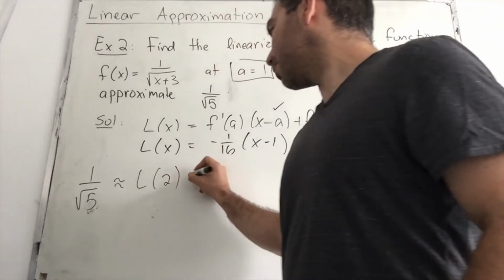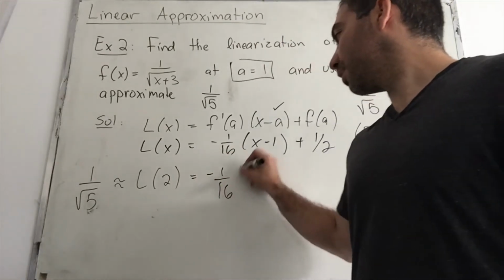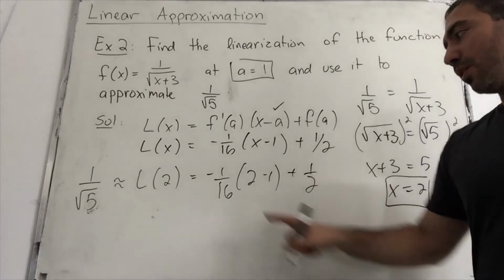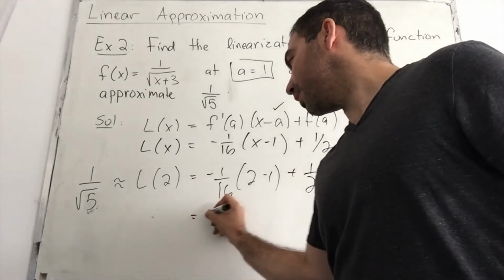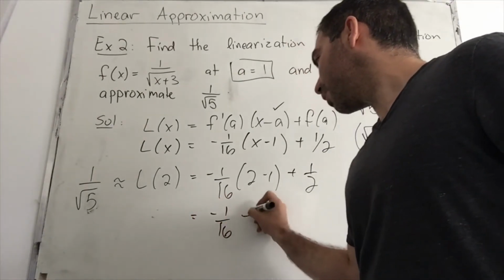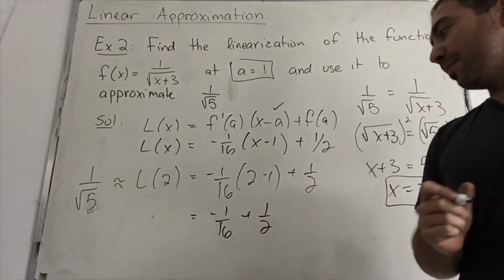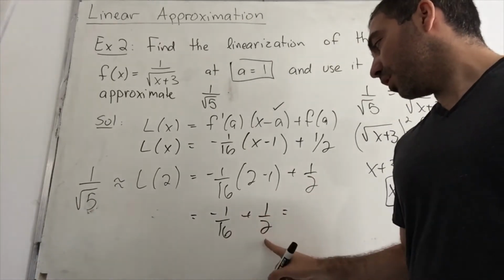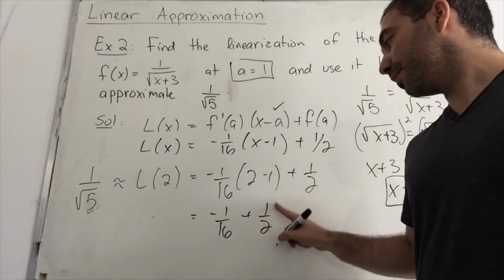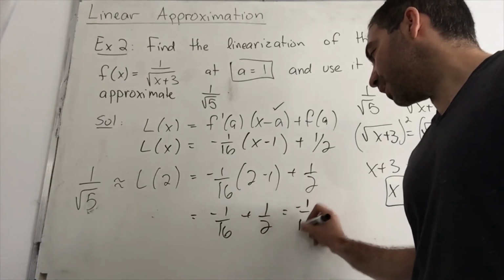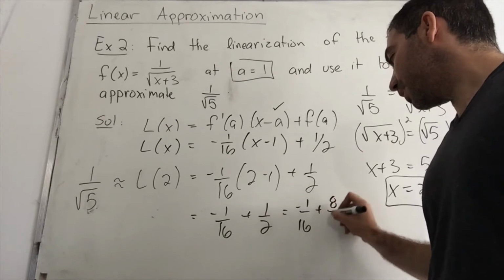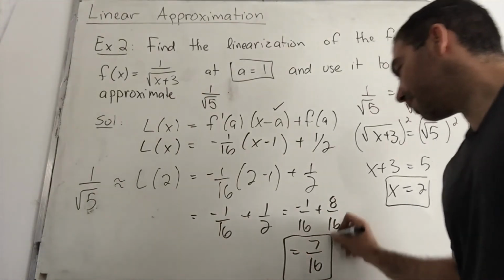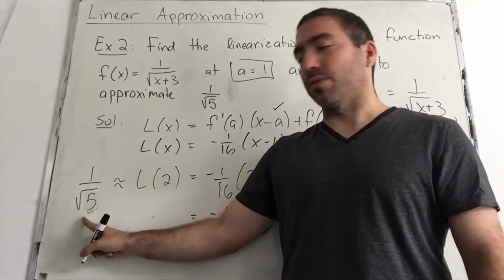So we're going to substitute that into our formula: negative 1 over 16 times (2 minus 1) plus 1 over 2. 2 minus 1 is 1, so what we're left with is negative 1 over 16 plus 1/2. Finding a common denominator, we multiply the top and the bottom by 8 here. So we get negative 1 over 16 plus 8 over 16. This gives us 7 over 16. And this is the value that approximates 1 over square root of 5.